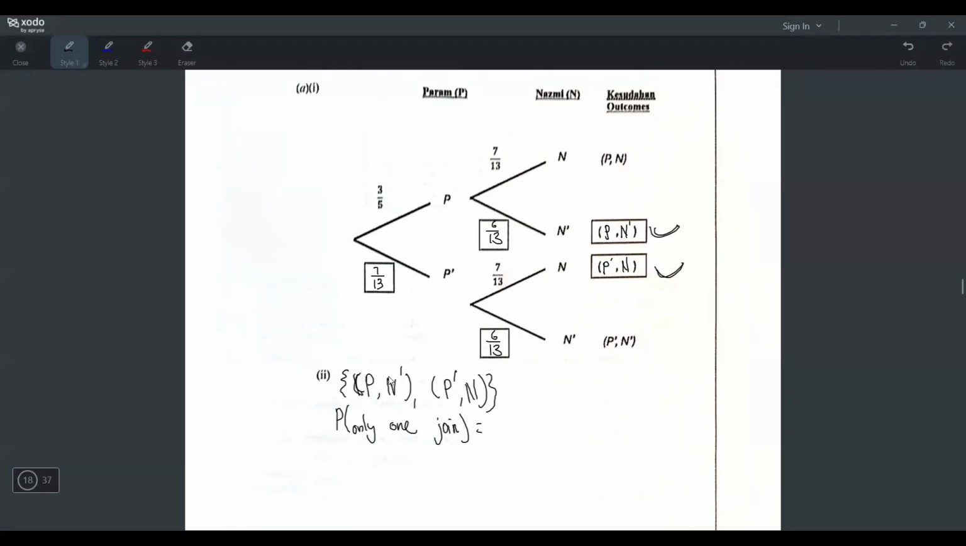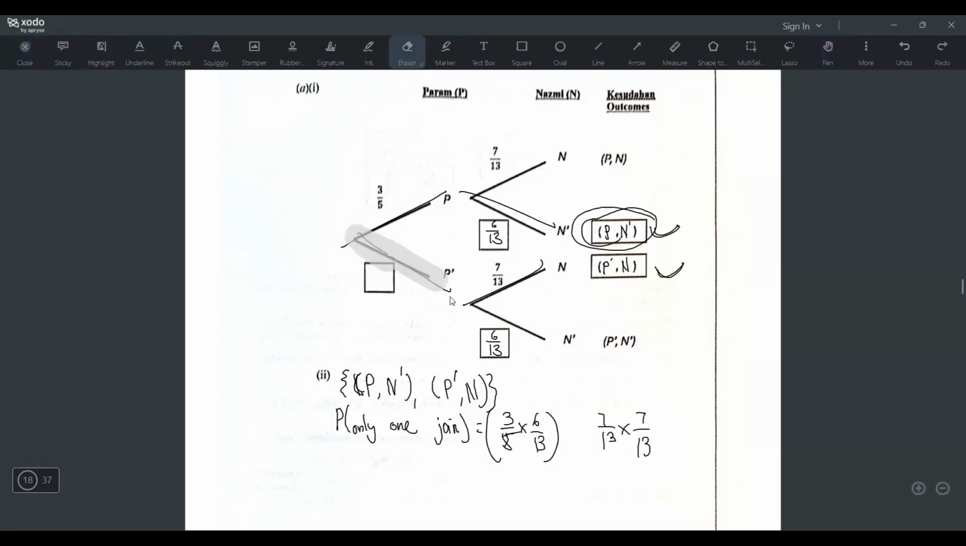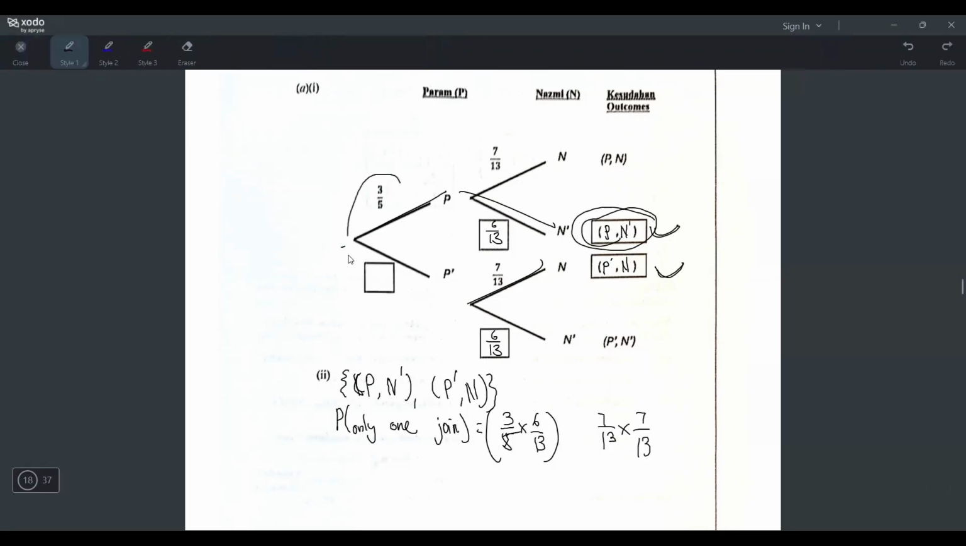And I recommend writing down the outcome first before finding the probability. Okay, how to get the probability of this one? It'll be 3/5 times 6/13. Okay, then the other one will be 7/13 times 7/13. Okay, and then wait, I think I made a mistake here. This is not 7/13. This is 2/5. Sorry, I made a careless mistake here.